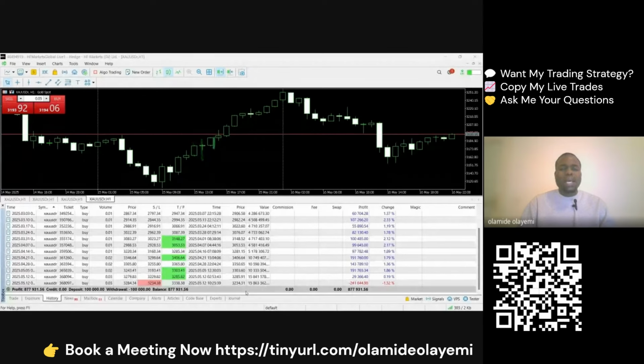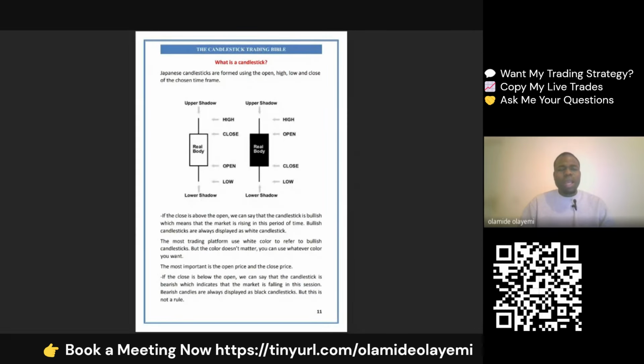So let's quickly go back and continue from the tutorial, from the manual itself. All right, so how do I know when to buy? How do I know when to sell? That is what I want to look into. The real body, this is the body, and then we call this part the upper shadow. This line is called the upper shadow.